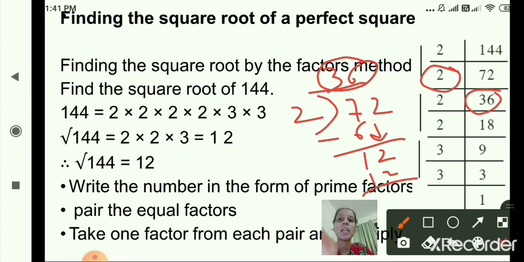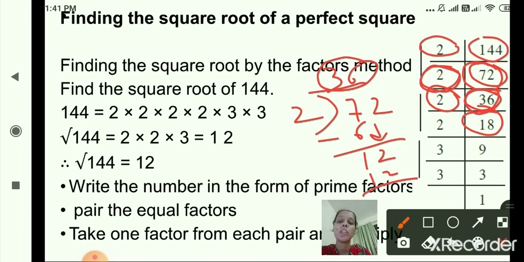Once again I will explain. 144 divided by 2, that is 72. Again 72 divided by 2, that is 36. Now 36 divided by 2. 36 divided by 2 is 18. These I am not showing, you will do by your own. 36 divided by 2 is 18, correct?